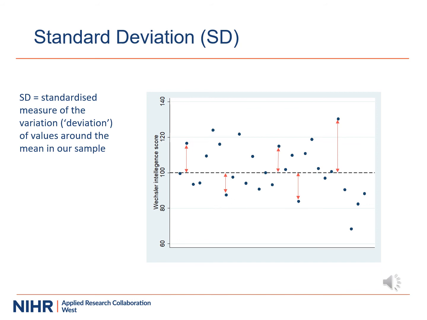Looking from left to right, we can see that person 1 happens to have a score of 100, so they have 0 deviation from the mean. Person 2 has a score of 118, so they are 8 points above the mean. Person 3 has a score of 94, so they are 7 points below the mean, and so on. We use the distance of each individual value from the mean to calculate the standard deviation, or average distance from the mean.